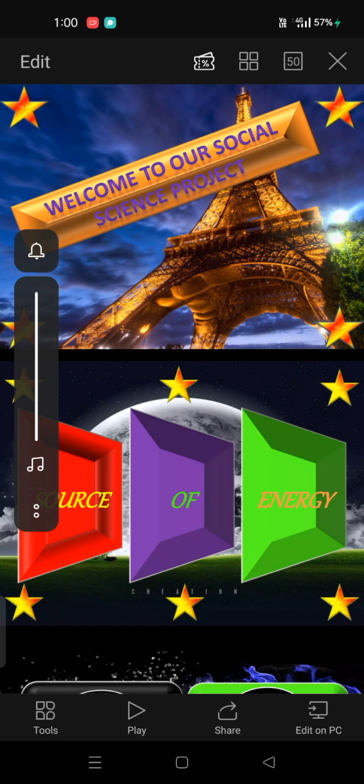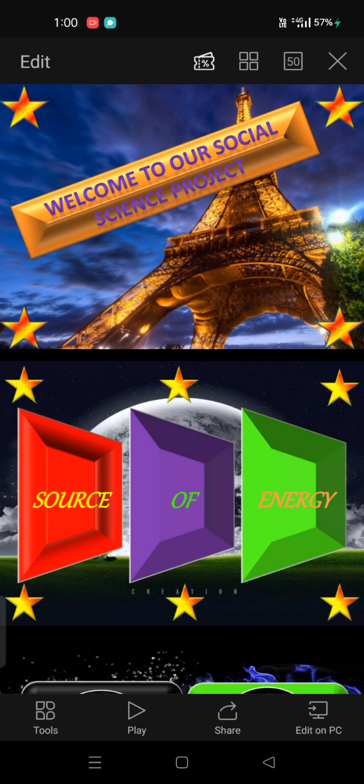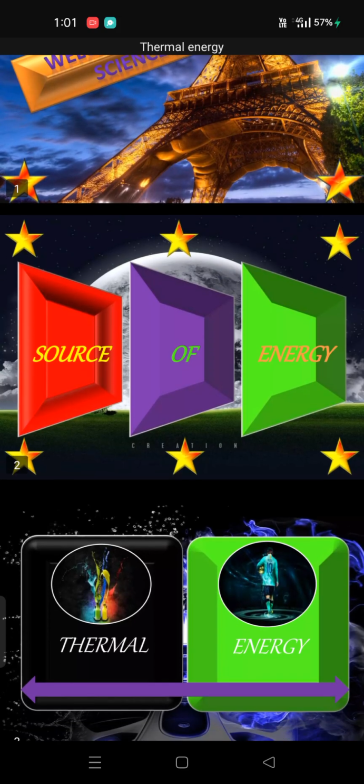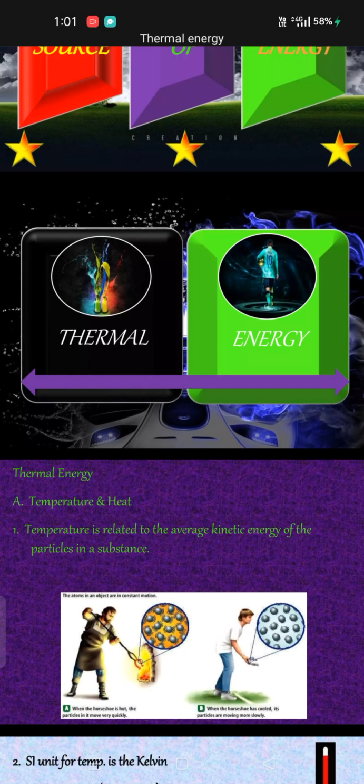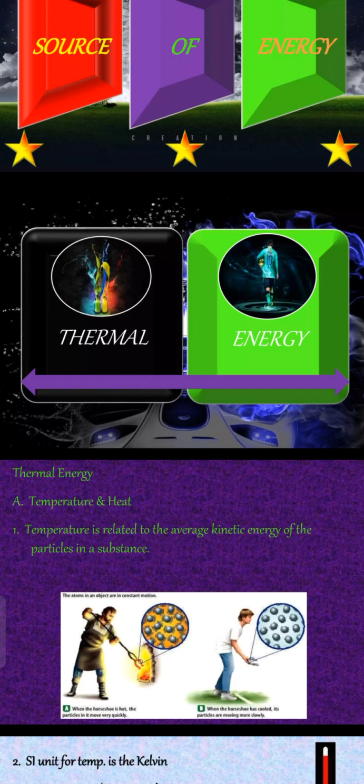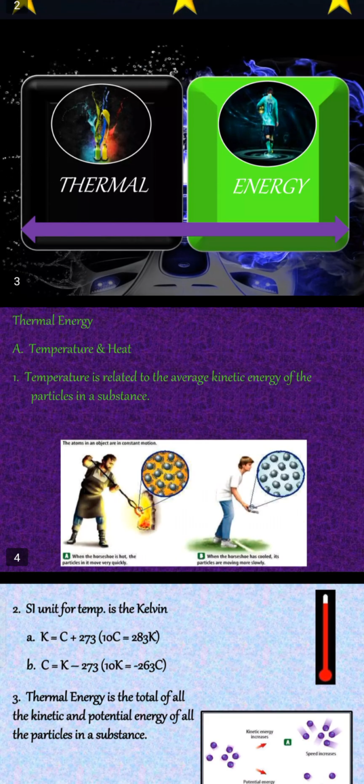Welcome to today's session. We're going to see about solar energy utilization. Under the subject, we're going to discuss thermal energy, the source of energy from thermal aspects. Thermal energy, temperature and heat. Temperature is related to the average kinetic energy of particles in a substance. This is known as thermal energy.